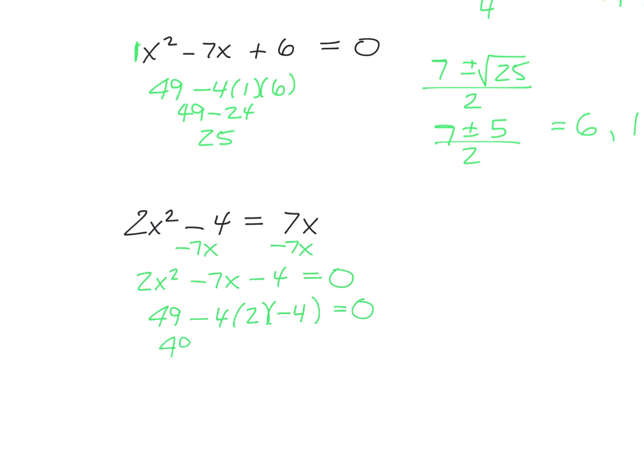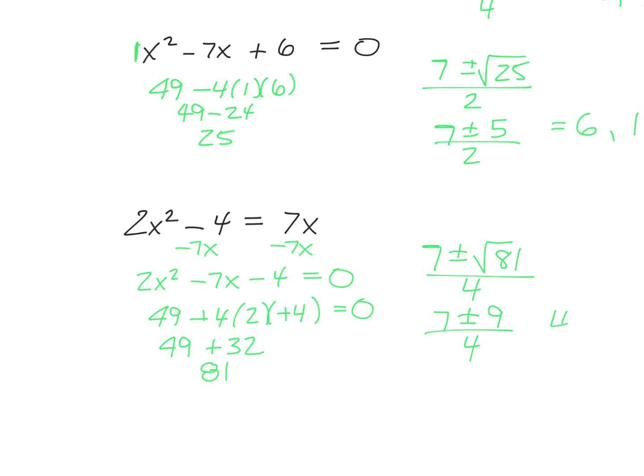And then you've got a double negative in here. If you do this on your calculator, those are going to turn to positive. 4 times 2 is 8, times 4 is 32. So it's 49 plus 32, which is 81. That is a perfect square. I could factor this again, but using the rest of the formula, I'd have a positive 7 plus or minus the square root of 81 all over 4. That's 7 plus or minus 9 over 4.